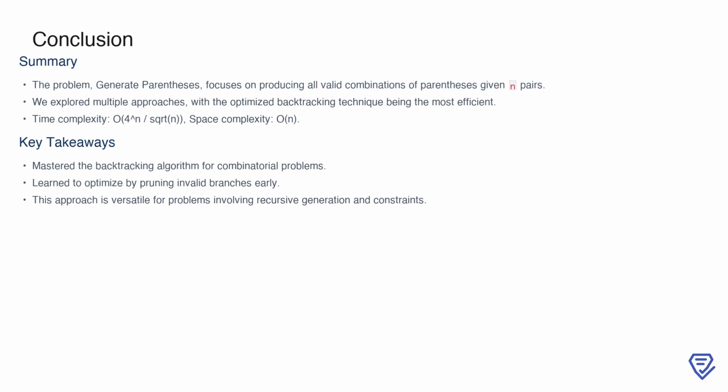Great job! To summarize, we tackled the generate parentheses problem by leveraging backtracking to efficiently generate valid combinations. This approach highlights the importance of pruning and recursion in problem solving. Keep practicing, and see you next time. That's the end of this tutorial.